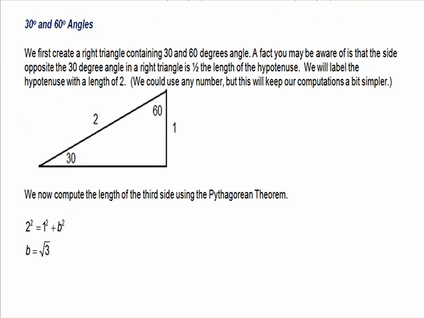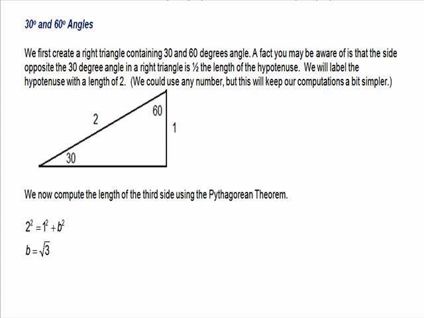Let's now take a look at 30 and 60-degree angles, and these we'll actually be able to do using a single triangle. So I'm going to create a right triangle that has a 30-degree angle and a 60-degree angle, and notice that does work out nicely because 30 plus 60 plus the right angle does give us 180 degrees.